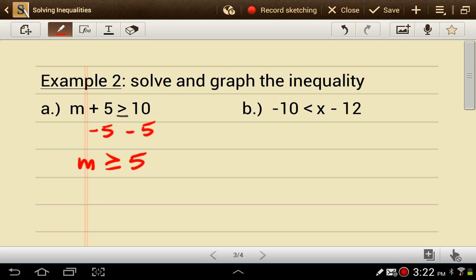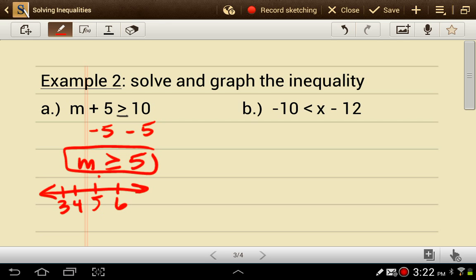Next part I'm going to do is graph it. Now to graph it, guys, I have to use the number from my answer. I'm not using the 10. I'm graphing what m represents. M is greater than or equal to 5. So that's the part that I want to graph. So I'm going to put some tick marks and make sure 5's on it. I'm going to circle 5.